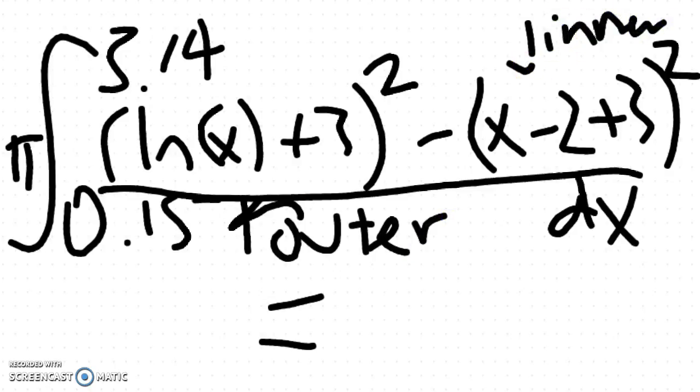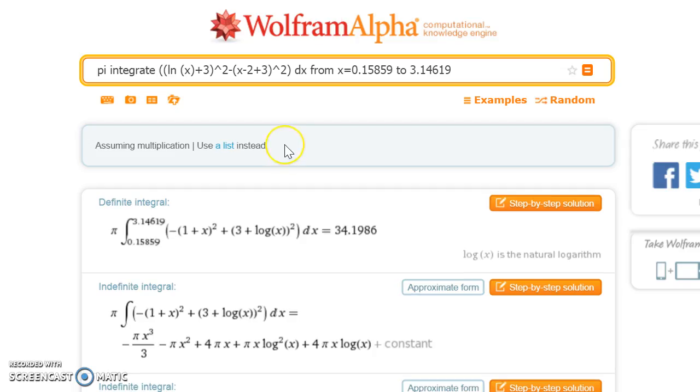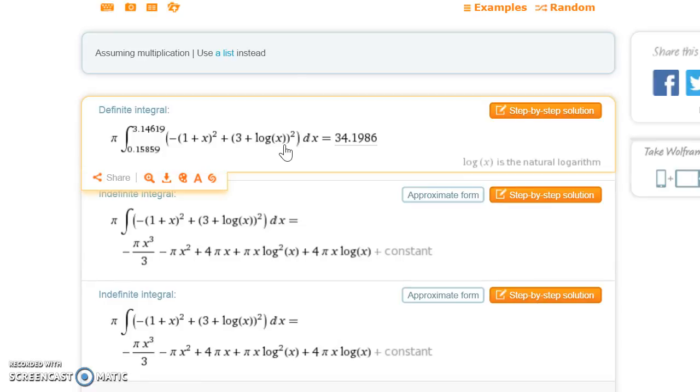So basically, this represents taking the volume of the outside, finding the outside radius, multiplying by pi, and then subtracting the volume of the inner. So when we do that, we can just plug this in. Remember to multiply by pi, and we get this integral: pi times the integral from 0.15 to 3.14 of (3 plus ln x) squared minus (1 plus x) squared dx. And when we do that, we get 34.199.